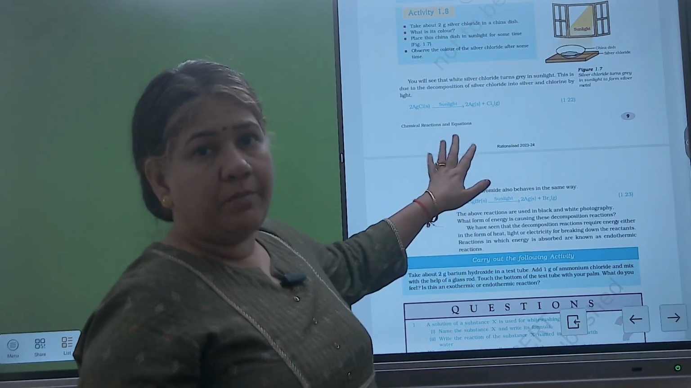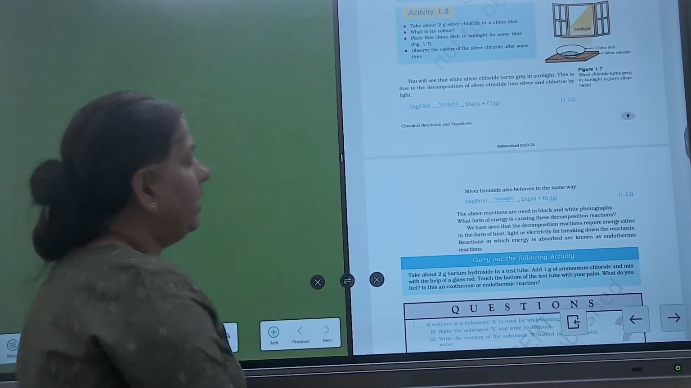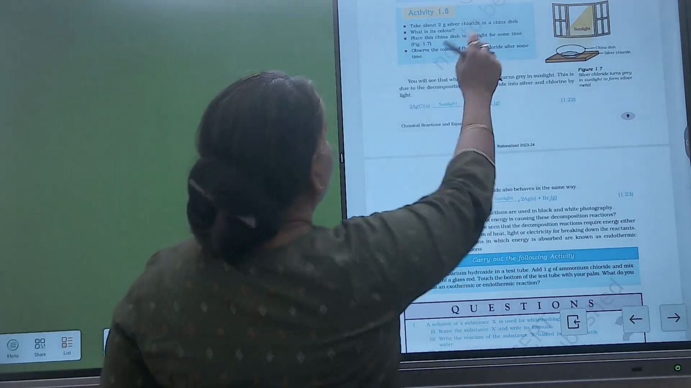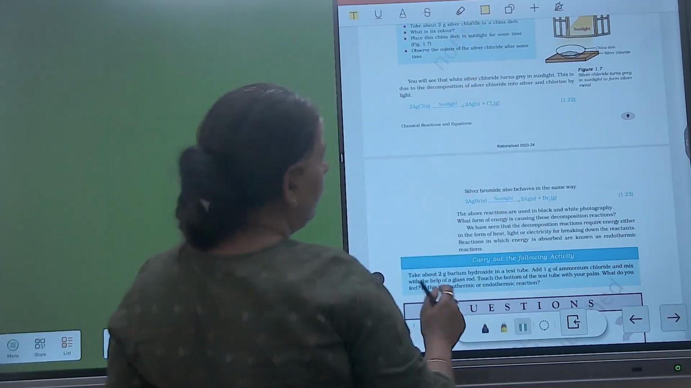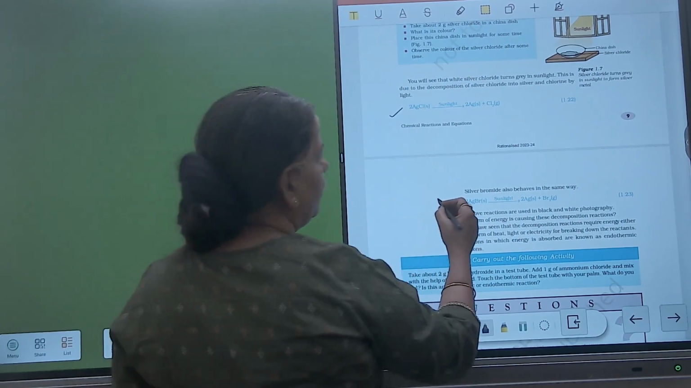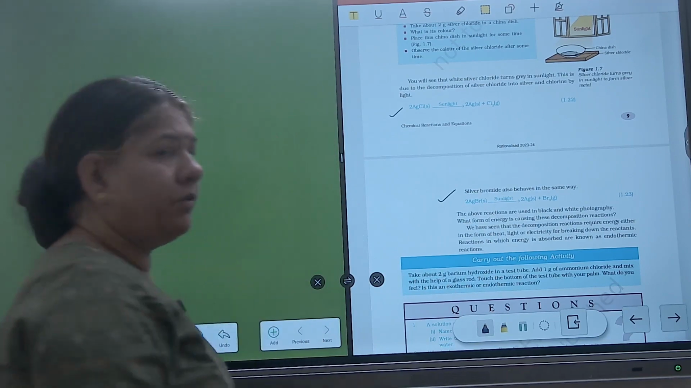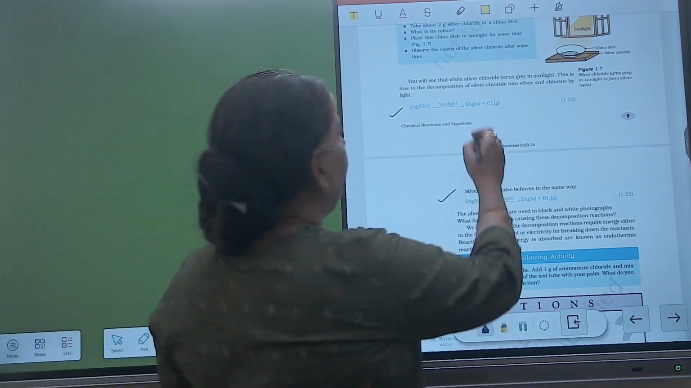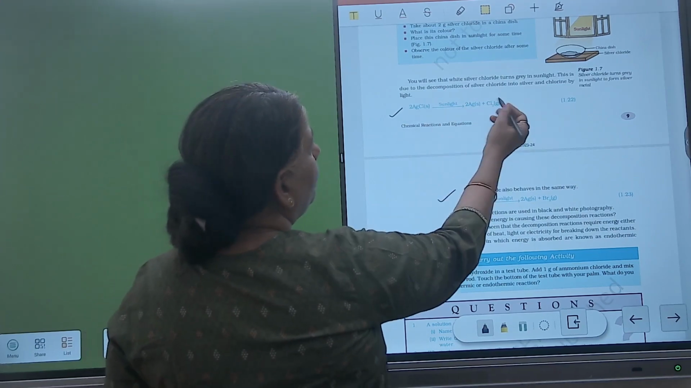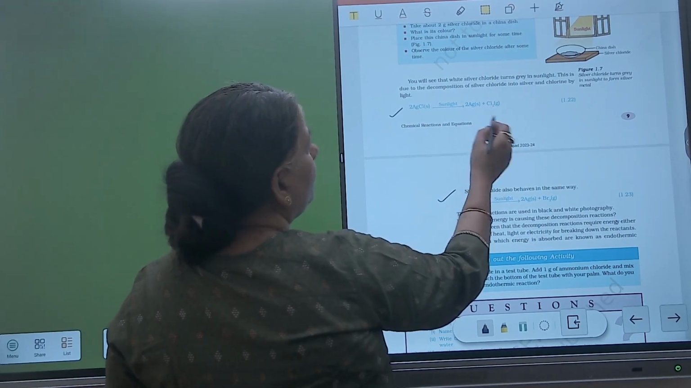Decomposition reaction in presence of sunlight. Here we have two very good examples of decomposition reaction in presence of sunlight. That is the decomposition of silver chloride and silver bromide. See, silver chloride turns gray in sunlight. This is due to decomposition of silver chloride into silver.